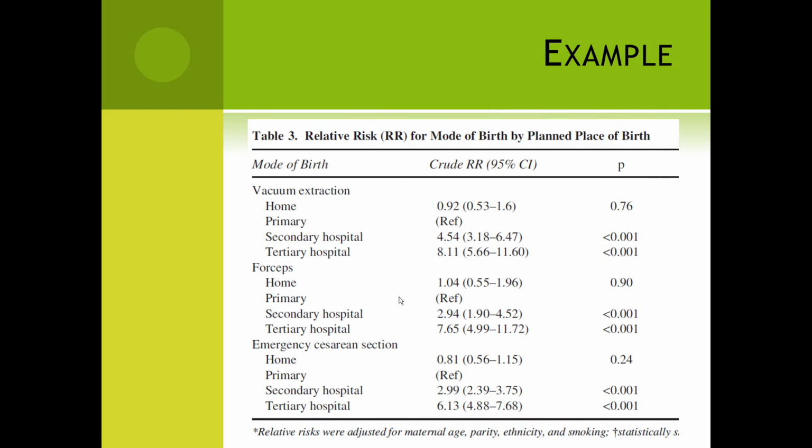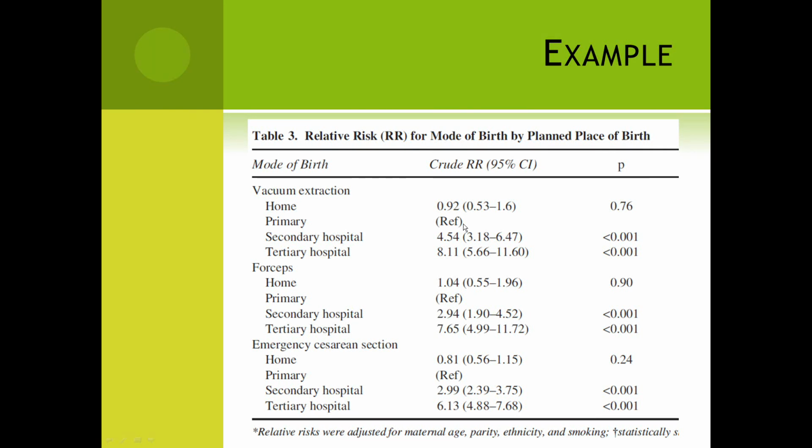So let's have a look at an example. This table comes from a study that looked at different modes of birth for women who were planning to have their babies in different sorts of places. Down the left side we have the different modes of birth: vacuum extraction, forceps, emergency caesarean section, and then we have the groups that are being compared. So we're comparing women who plan to have their babies at home with women who are planning to have their babies in a primary unit.